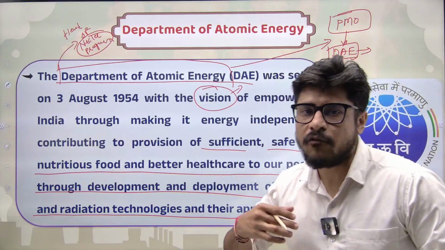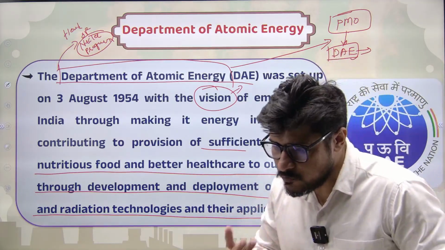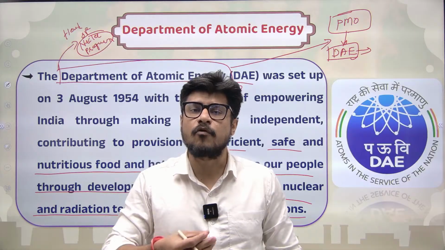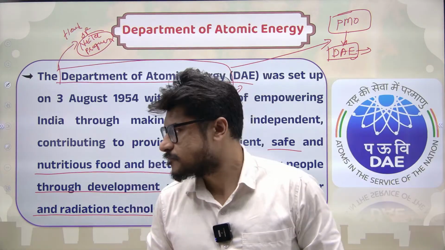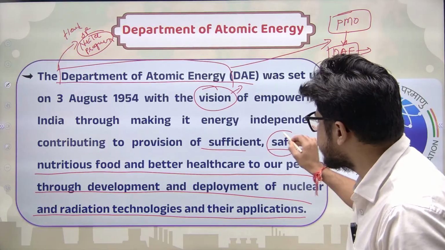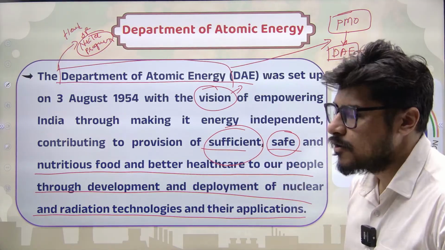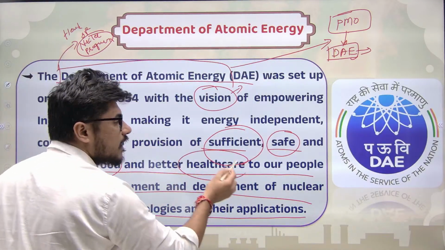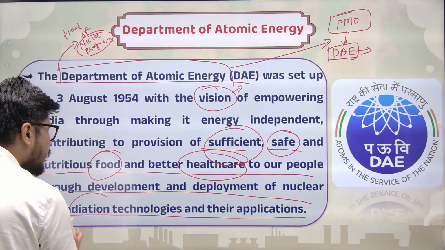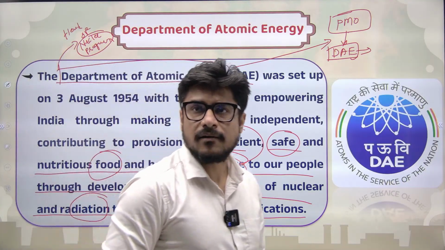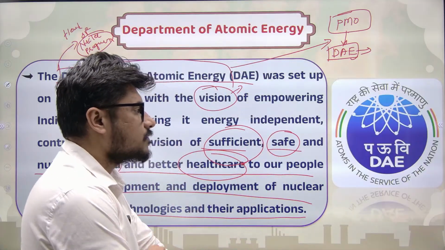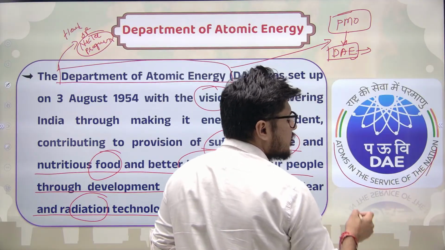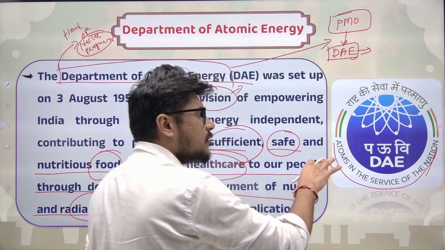Our aspirations are developing aspirations. We don't want to use this energy for destruction. We want to use this energy for developmental purposes. This vision says it itself: we can gain sufficient, safe and nutritious food products and better healthcare facilities, and this energy would be the base of our holistic development. This is the main goal. What is the motto of DAE? Atoms in the service of the nation. Just remember this.